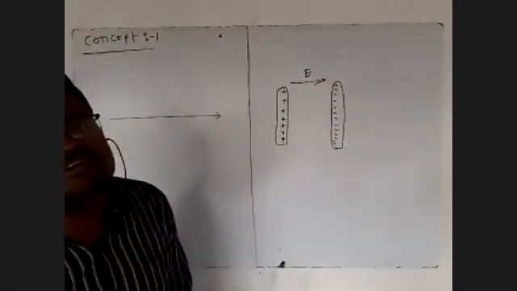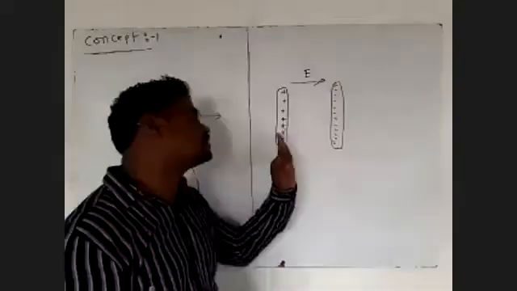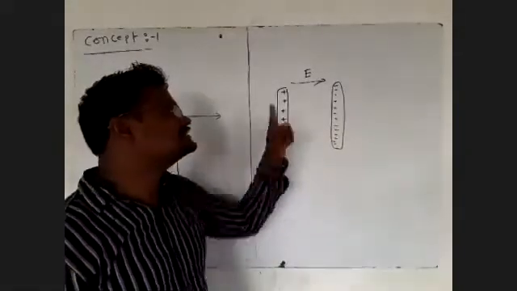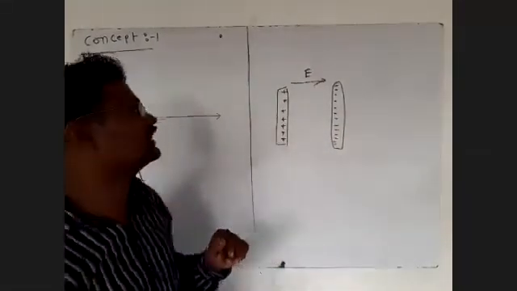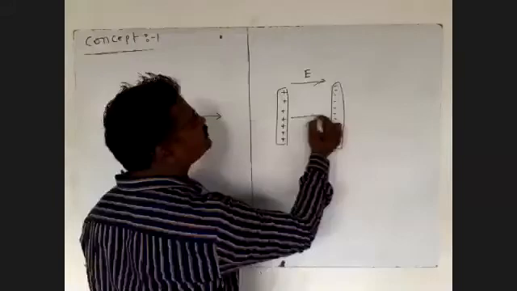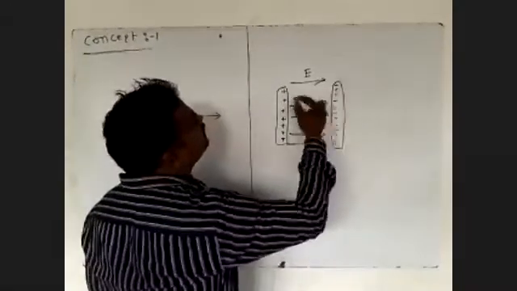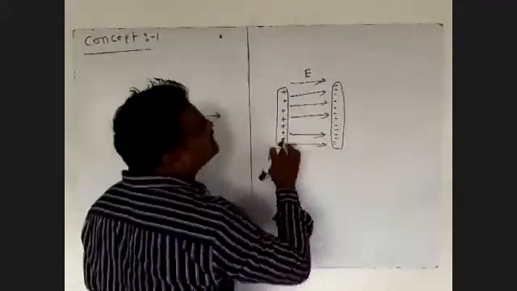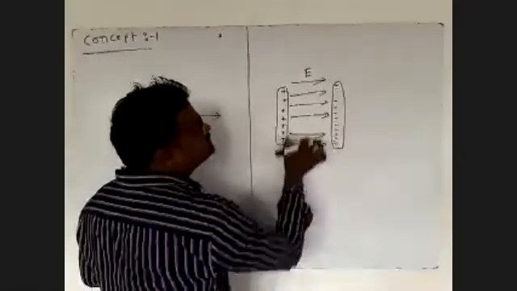The direction of a uniform electric field is from the positive body to the negative body, from positive charge to negative charge. This is the direction of the electric field. This is the positive plate and this is the negative plate. Both plates provide a uniform electric field between the two plates.